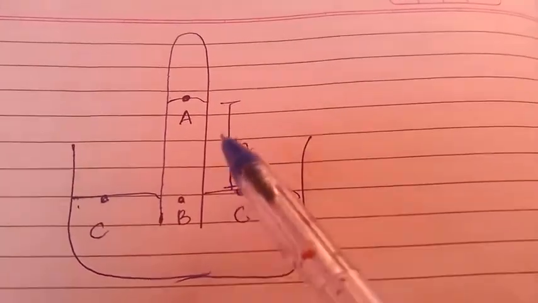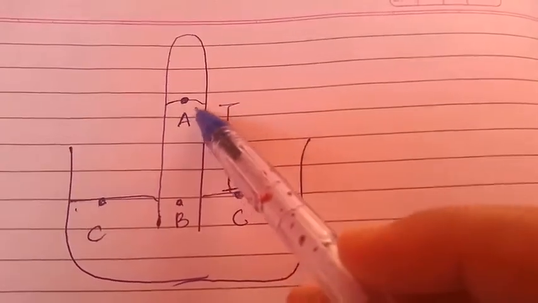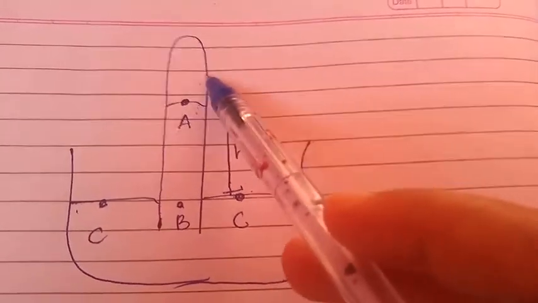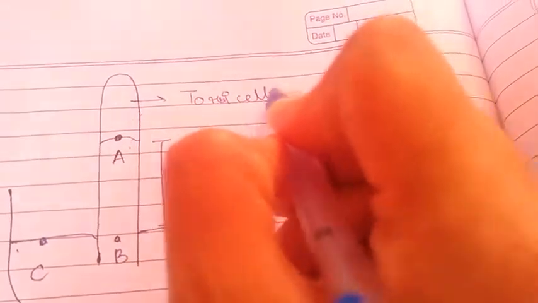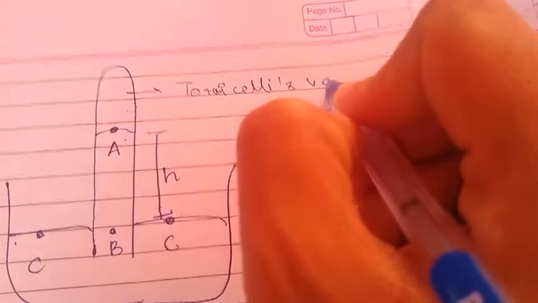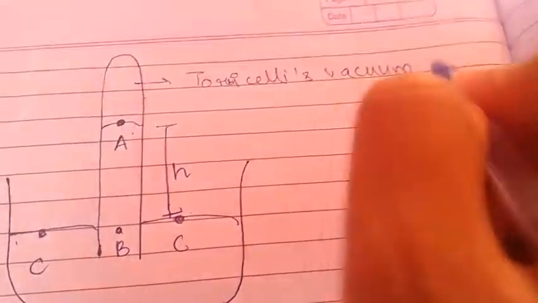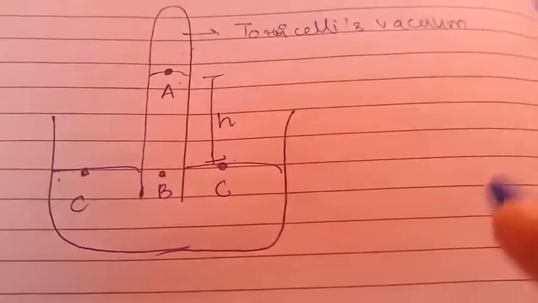Now you can see that a gap is created between the surface of the mercury and the end of the glass tube. This gap is called Torricelli's vacuum, and it contains some mercury vapors only.